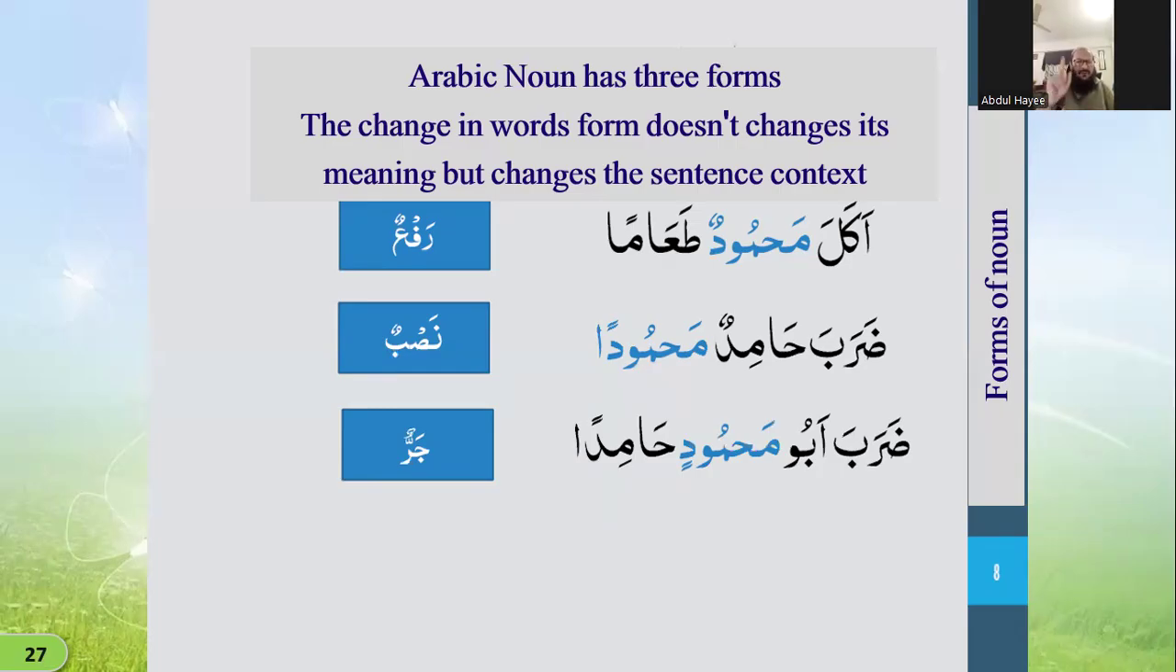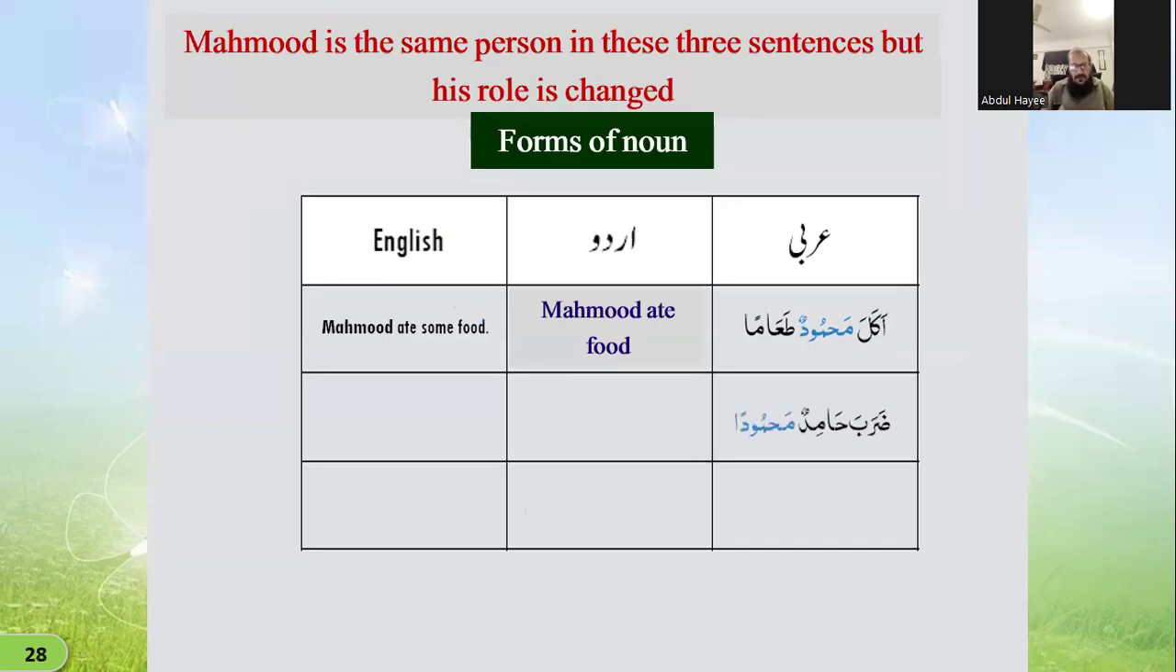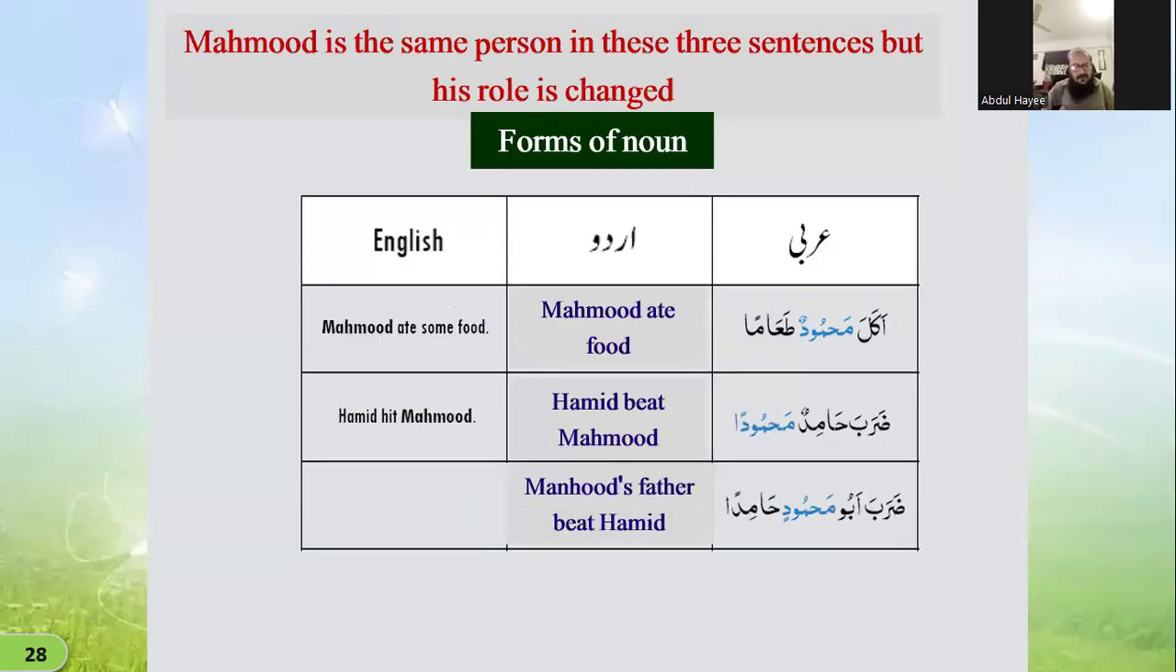Why? Because in the first it's raf, in the second it's nasb, third it is jar. So we can also say akala mahmudun ta'ama, Mahmud ate food, or Mahmud ate some fruit. Daraba Hamidun Mahmuda means Hamid beat or hit Mahmud. Daraba Abu Mahmudin Hamida: Mahmud's father hit or beat Hamid.